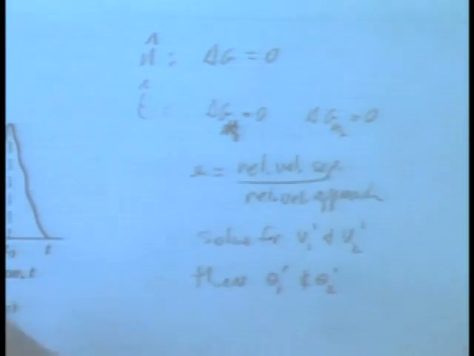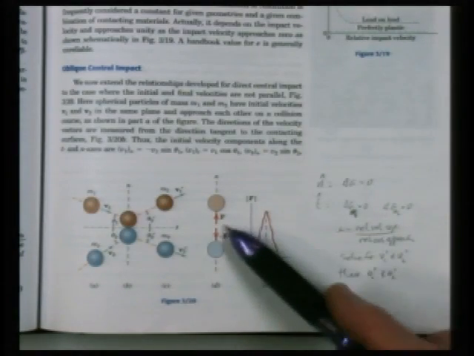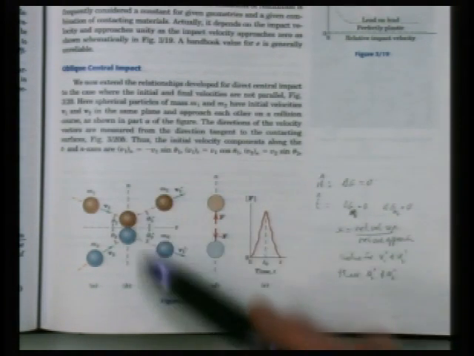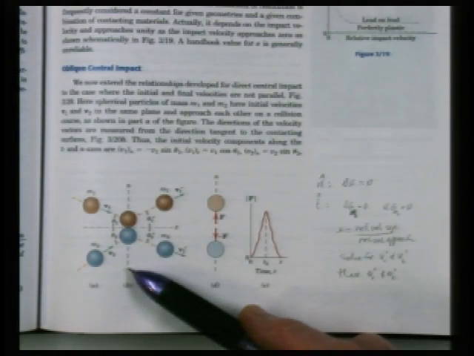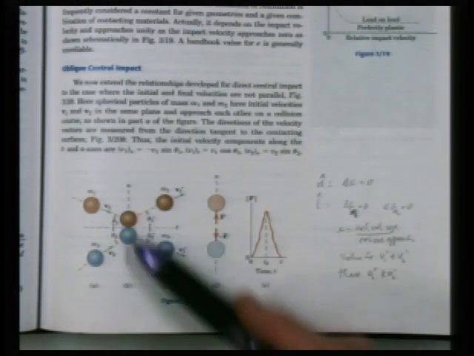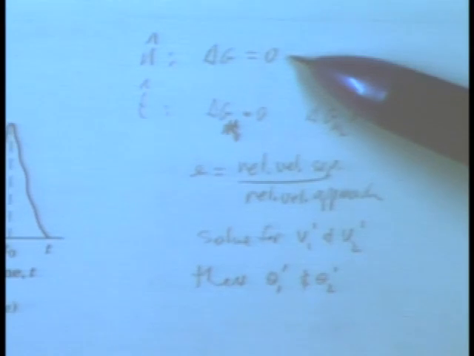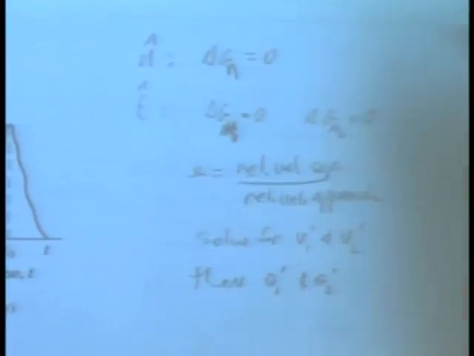So we get these two equations. Then in the normal direction, since these impulses are equal and opposing, we have conservation of the system's linear momentum in the normal direction. So that's another equation: delta G in the normal direction equals 0. So that's three equations with four unknowns.